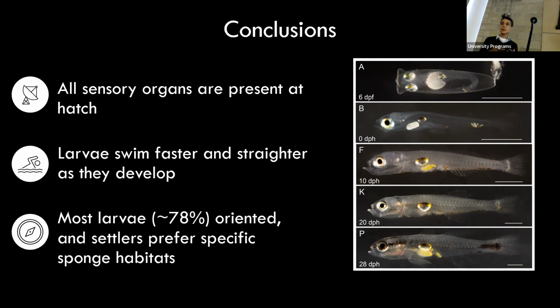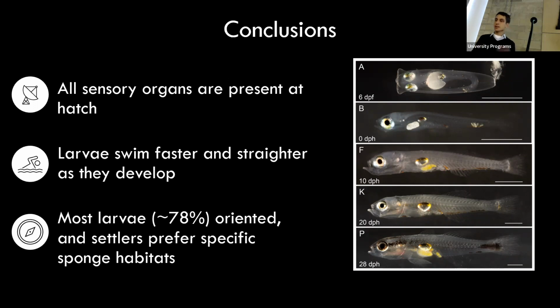So when you take these together, the results suggest that E. lori larvae are equipped with all of the things they need, the sensory systems, the swimming abilities, and the behaviors that allow them to influence their dispersal. And it's not just late in development when they're settling, it's throughout their entire larval phase.